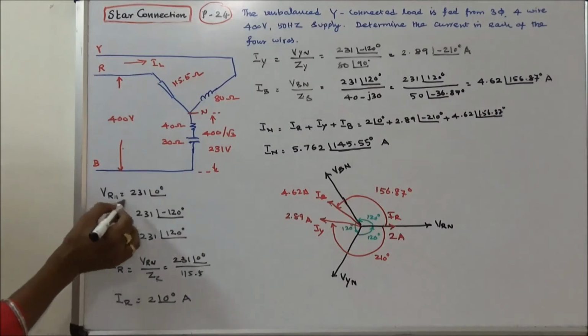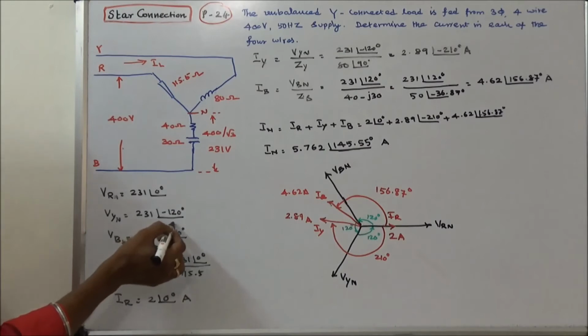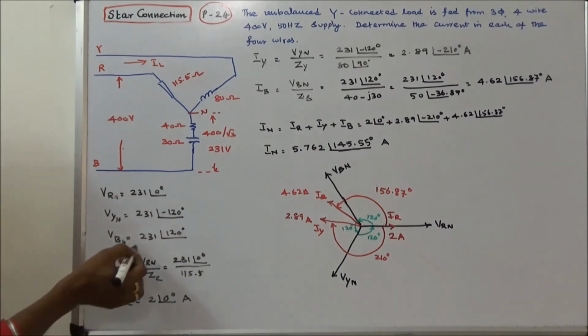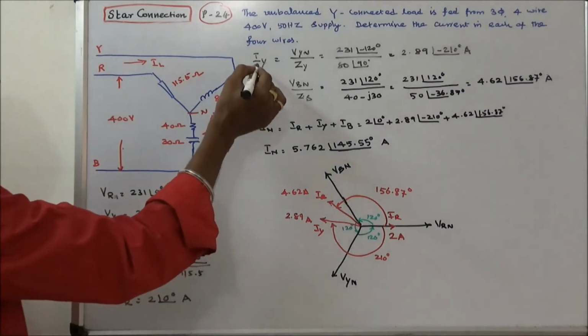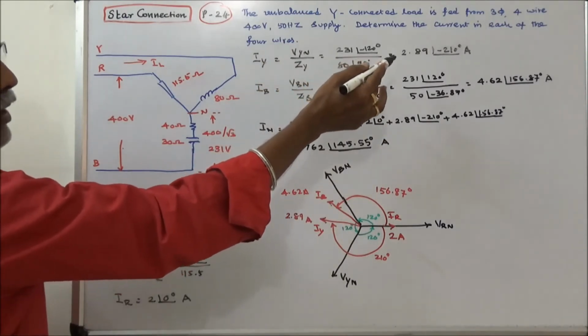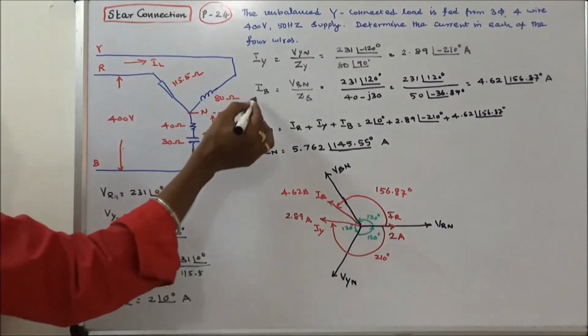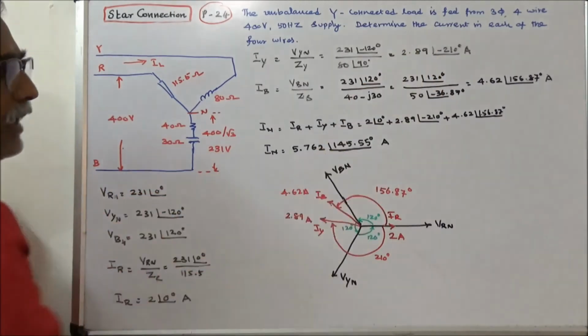Line voltage is 400, per phase voltage is 231. So VRN is equal to 231 angle 0 degrees, VYN is equal to 231 angle minus 120 degrees, VBN is equal to 231 angle 120 degrees. Now I can easily calculate IR, IY, IB. I know the per phase impedances. IR is equal to VRN by ZR, that is equal to 2 angle 0 degrees amps. IY is equal to VYN by ZY, that is equal to 2.89 angle minus 210 degrees amps. IB is equal to VBN by ZB, that is equal to 4.62 angle 156.87 degrees amps.